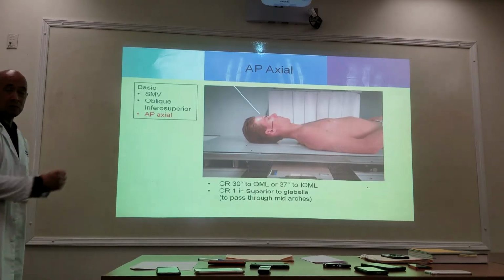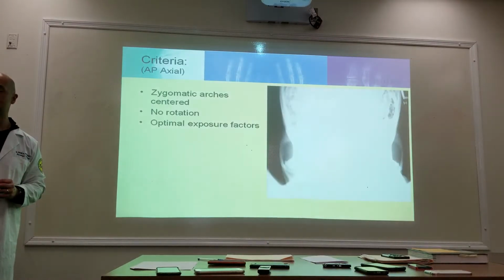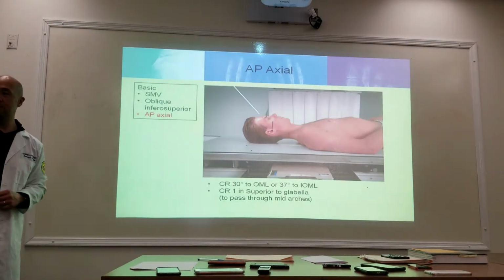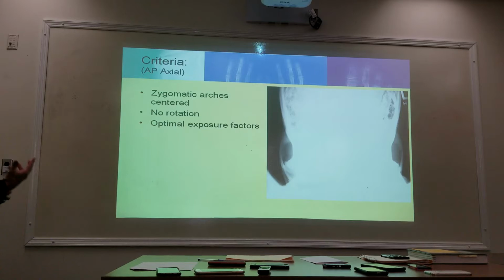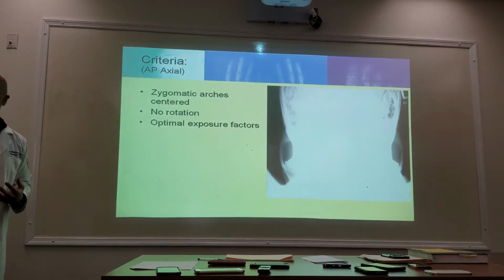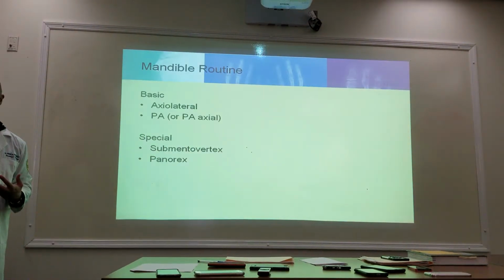You guys already know this with the skull. The only thing that's going to change is the central ray. So central ray is going to be 1 inch above the glabella. Okay, and it looks like that. It looks distorted, it looks elongated, it looks like an alien. Everything looks washed out because, again, we're using low exposure factors to visualize just the cheekbones, the zygomatic bones. Okay? That's it. Next is mandible.